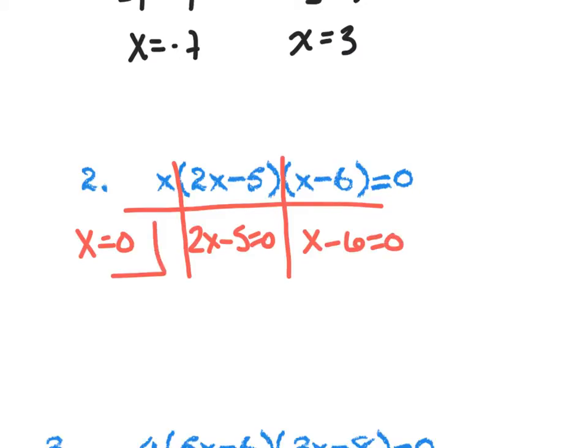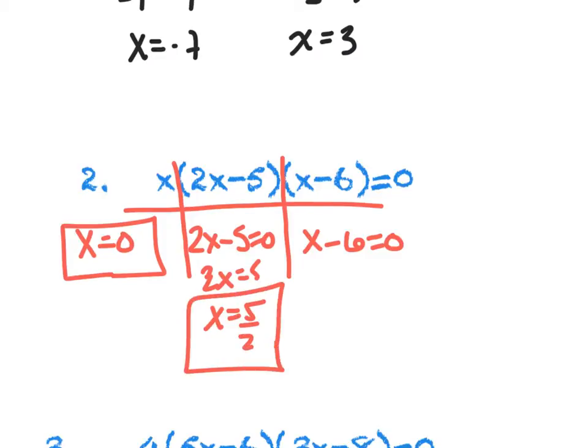Well, x equals 0, there's one answer. I'm going to solve this. I'm going to add 5. So 2x equals 5, x equals 5 halves. There's a second solution. And add my 6 over. x equals 6. So I have 3 solutions. And I could have anticipated that because I had 3 x's in the problem.